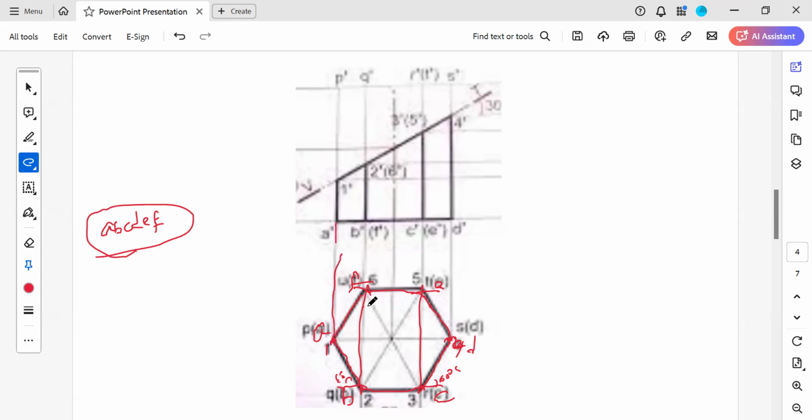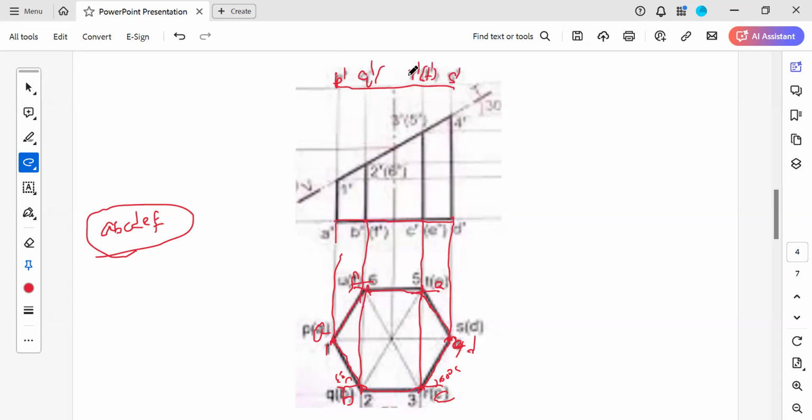This will be A dash. From B and F, B dash of F dash. From C and E, you will get C dash of E dash. From D you will get D dash. Similarly, this will be the bottom surface, and this will be the top surface. That you can make as P dash, Q dash, R dash, S dash, T dash.